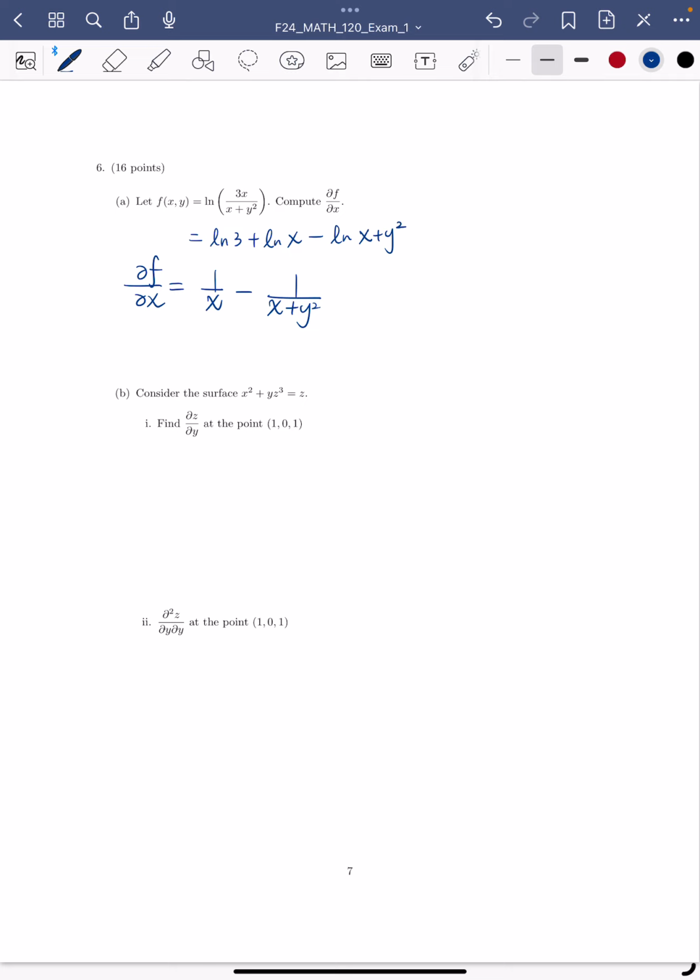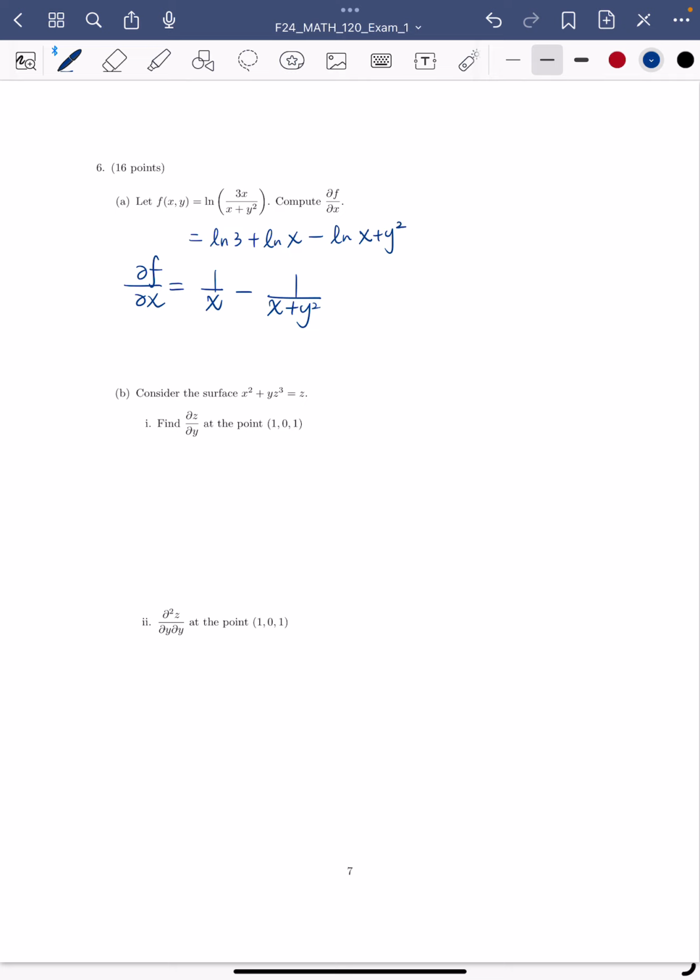Good. What about next? You consider the surface as x squared plus y z cubed equals z, and find partial z, partial y at the point. Okay, so let's compute first and plug in this point.